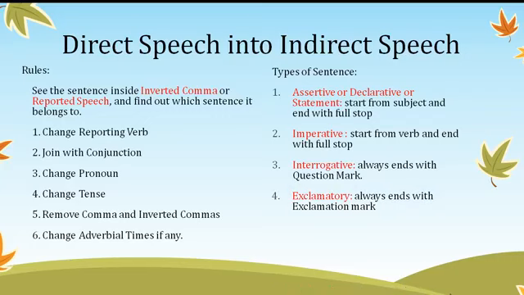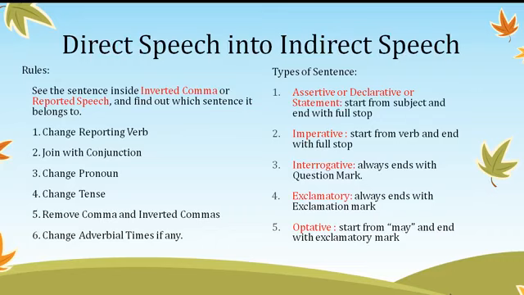Number four, the exclamatory sentence. I told you that it always ends with an exclamation mark, so it is called the exclamatory sentence. Number five, the optative sentence. I told you it starts from "may" and ends with an exclamation mark.